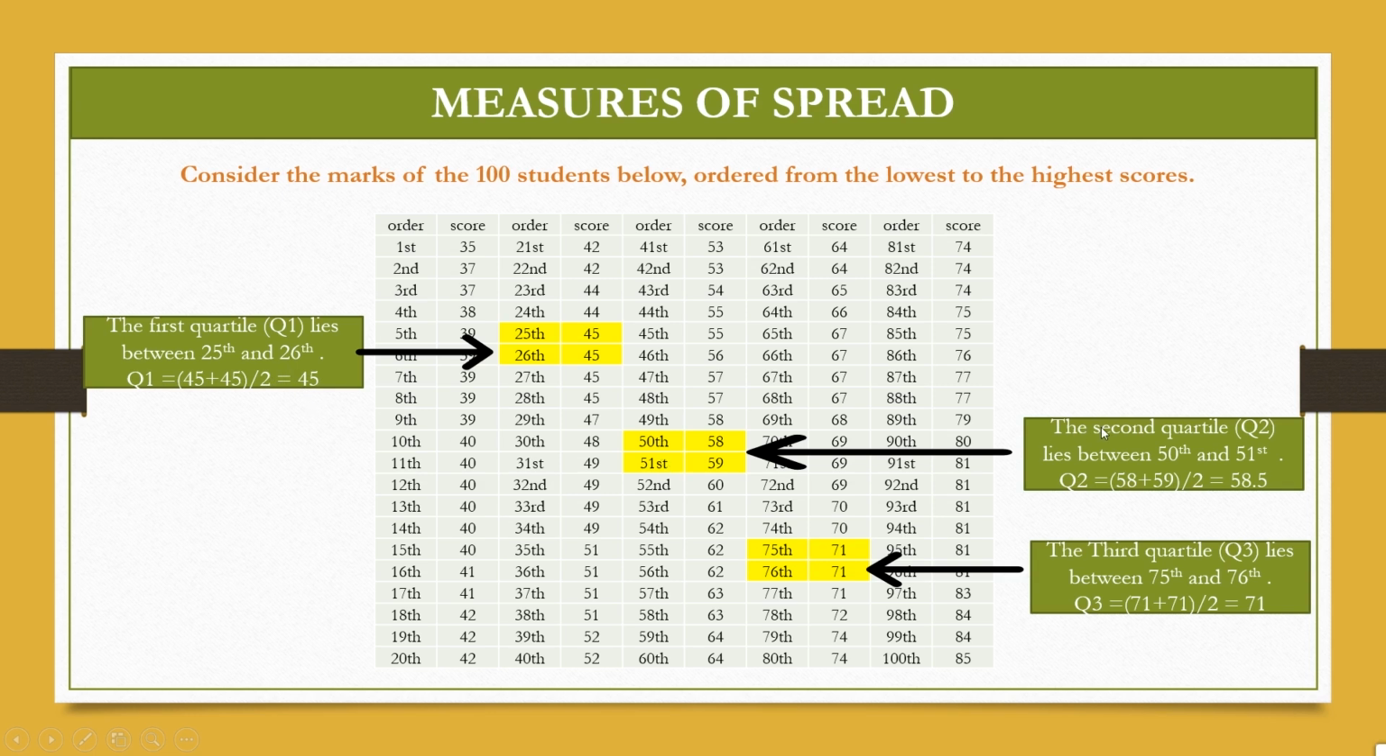Now the second quartile, or Q2, is between the 50th and 51st observation. So you take the average of 58 and 59 and you get the value of 58.5. Now this is my second quartile. The third quartile, Q3, is between the 75th and the 76th observation. Here again we take the average of the 75th value and the 76th value, and you get the value of 71. So this is exactly how you calculate the different quartiles.